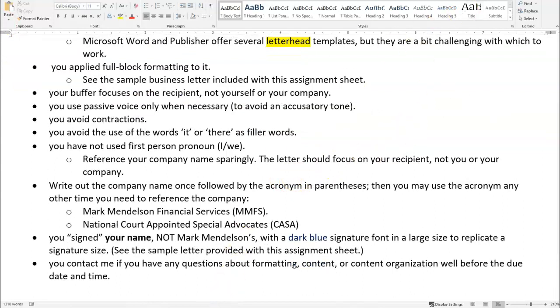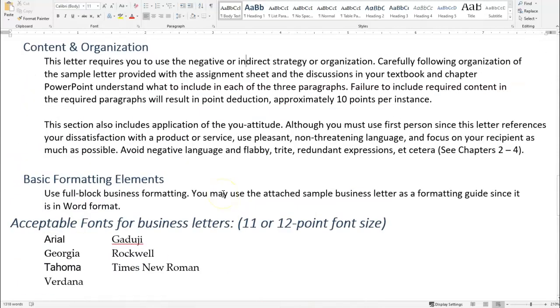So let's look at, actually, I'm going to end this and I'm going to open the sample letter. So it'll be a little bit shorter presentation. Okay, I hope this helps as you work through, and I will see you in a few minutes.